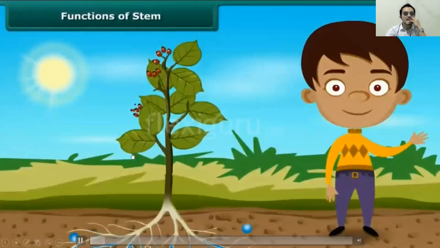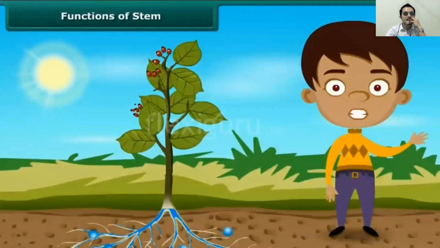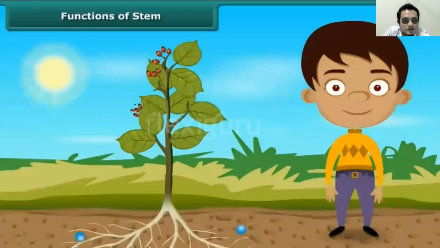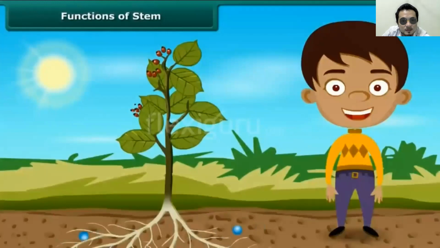Roots, as you learned, absorb water and minerals from the soil. How does the water and minerals absorbed by the roots reach the rest of the plant body? Yes, through the stem. The stem conducts. Roots, as you learned, absorb water.